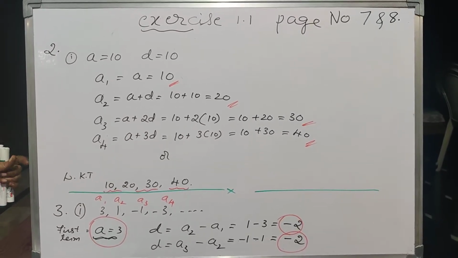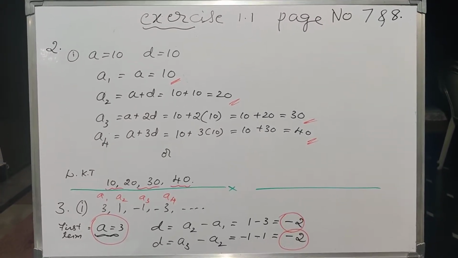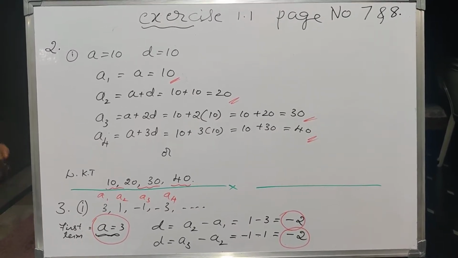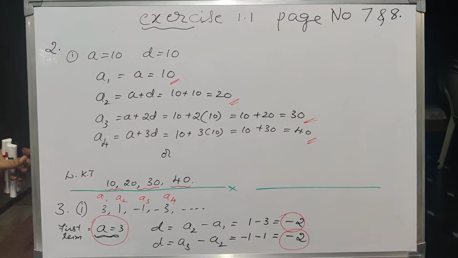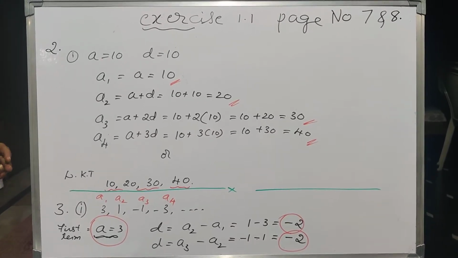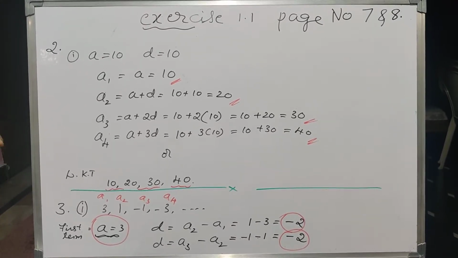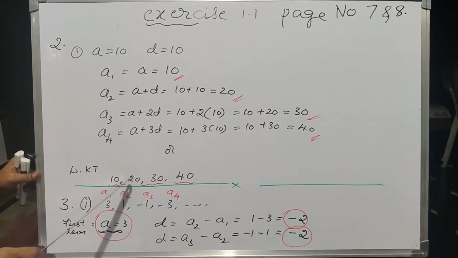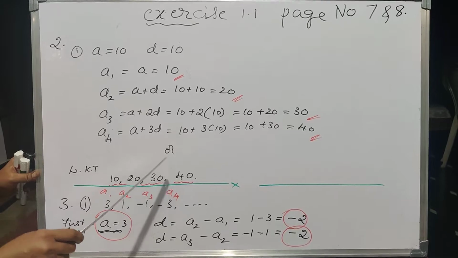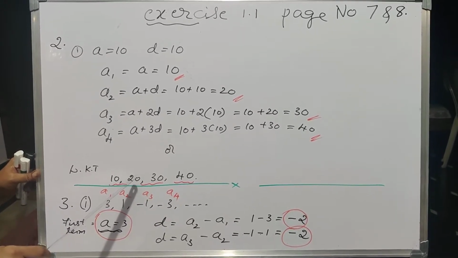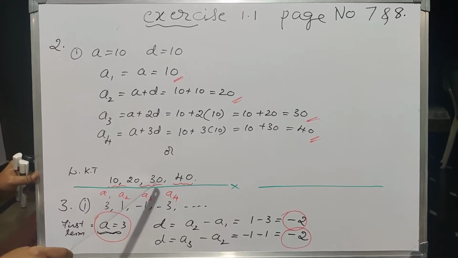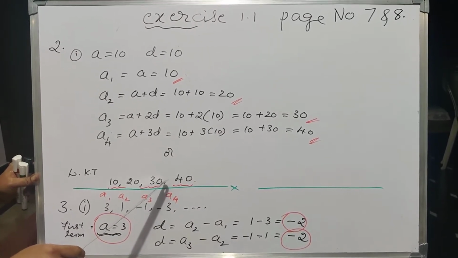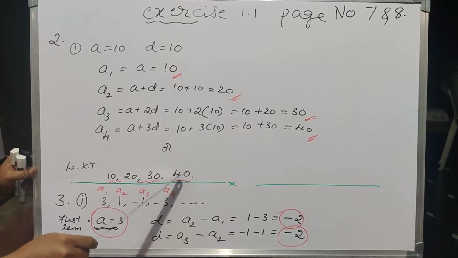We know that we get succeeding terms by adding the common difference to the given term. Therefore, the first term A is 10. The second term we get by adding the common difference: 10 plus 10 is equal to 20. Then adding to the second term, we get the third term, that is 20 plus 10 is equal to 30. Similarly, the next term is 30 plus the common difference 10, that is equal to 40.